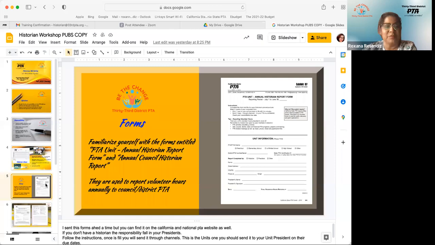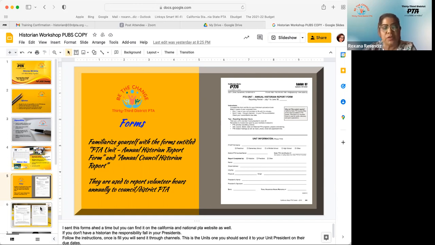We have forms that have to be filled out. Familiarize yourself with the forms entitled PTA unit annual historian report form and annual council historian report. They are used to report volunteer hours annually to council and to district PTA. You can find this in the toolkit. I sent this form ahead of time, like I said, but you can find it at the California and National PTA websites as well. If you don't have a historian, again, this responsibility falls to your president.